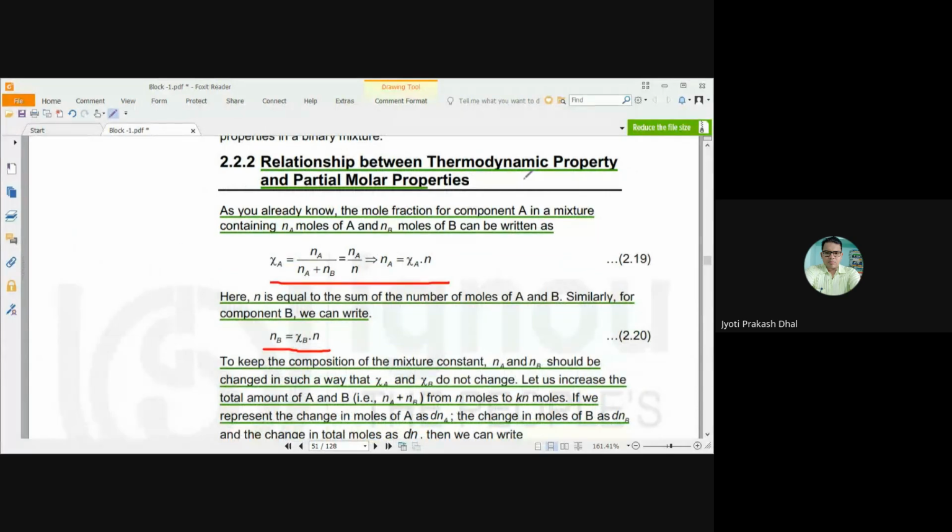After that comes the relationship between thermodynamic property and partial molar property. We will continue the discussion after a 2-3 minute break.